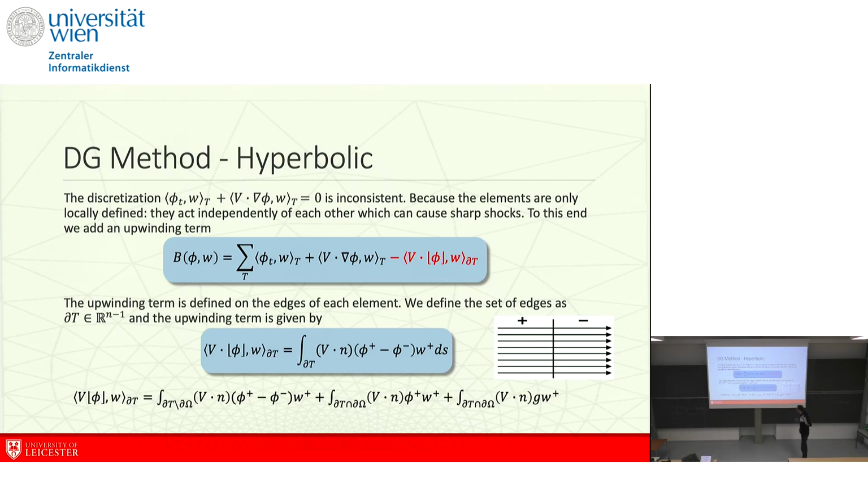So here in this formula, n is the normal vector to the edge, and we have these phi plus and phi minus. This defines the inflow and the outflow edge of an element. So if we have our element edge here, and we have the velocity v passing through it, we have our outflow edge, which is the plus side, and the inflow edge, which is the negative side here.